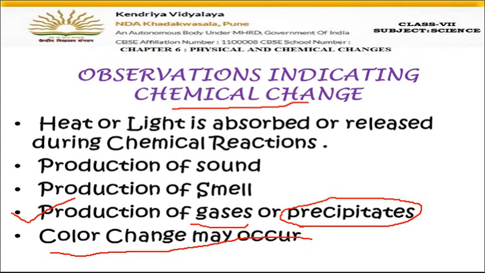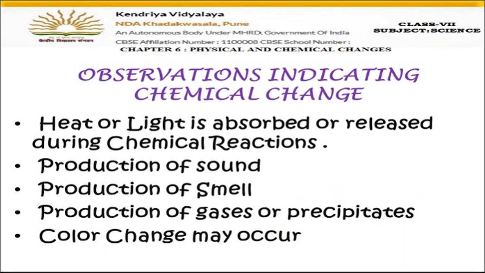Fine. Like when we prepare tea, again I'll give you the example of tea. When you prepare tea, what is the color of milk? It's white. But what is the color of tea? It's a little brownish. Fine. So a color change is there. So when the color changes, you can guess that yes, it's a chemical change.